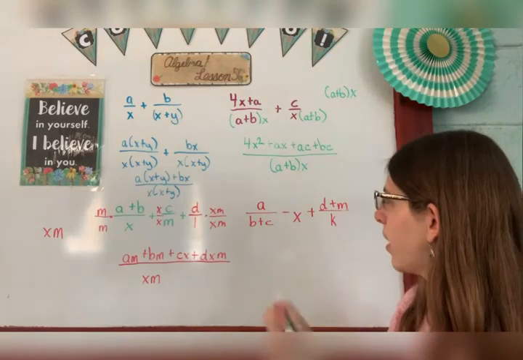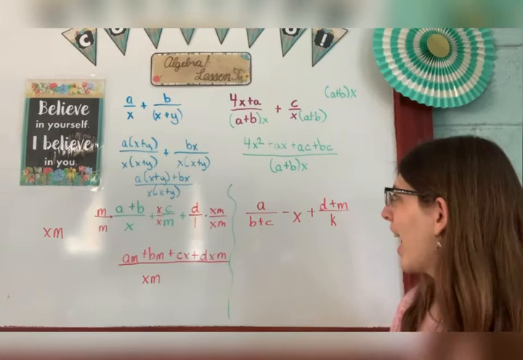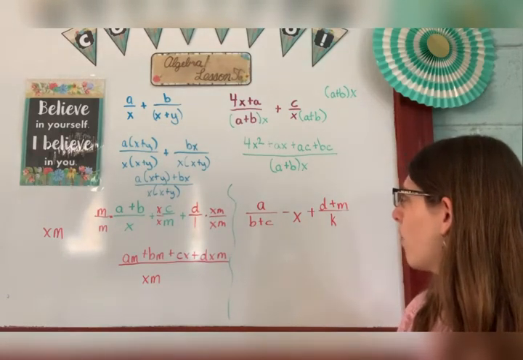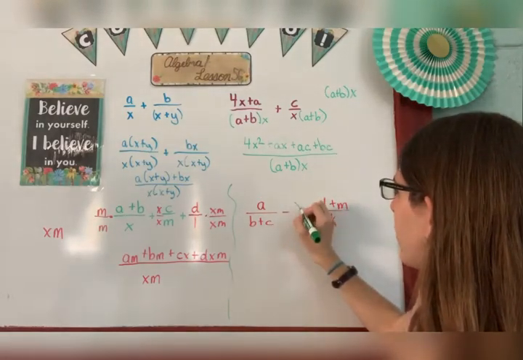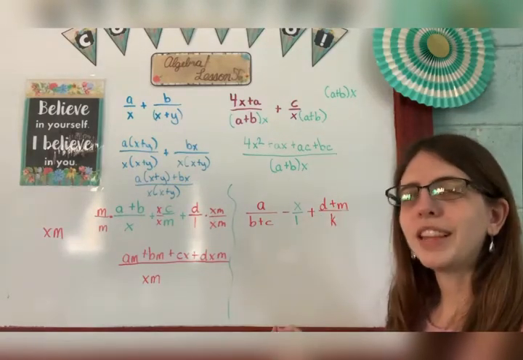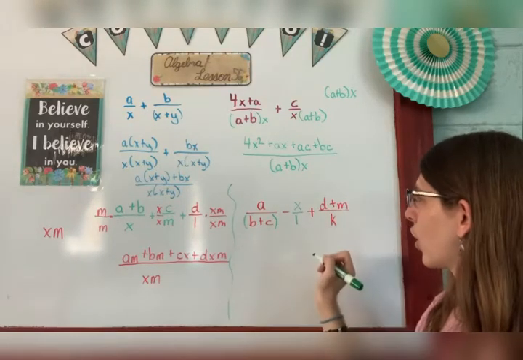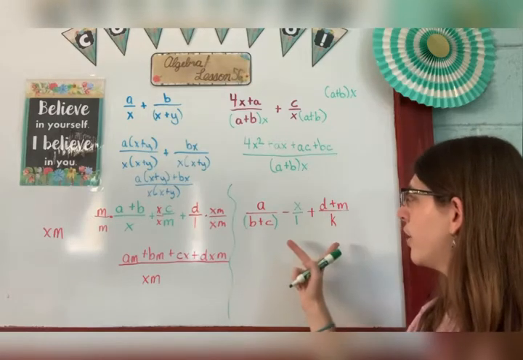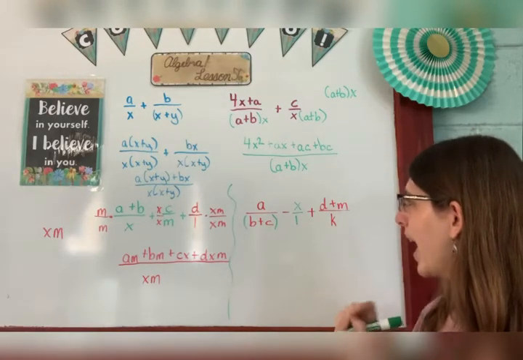So here for this one, I'm going to do a little squiggly line so you see the difference between those two. All right, I have a over b plus c minus x plus d plus m over k. First things first, let's change this x to a fraction so we don't get confused. But we don't have to worry about it when we create our least common multiple. So this one, b plus c is a term, and is a factor, and k is a factor. So their least common multiple would be b plus c times k.